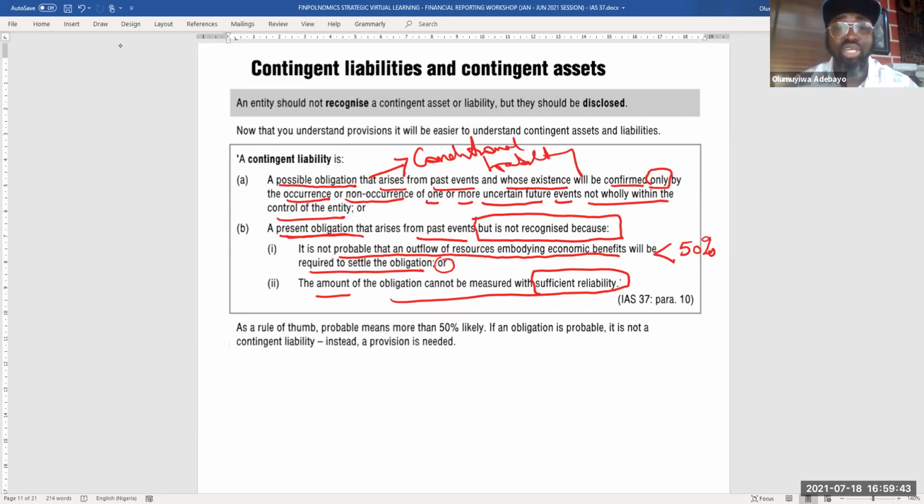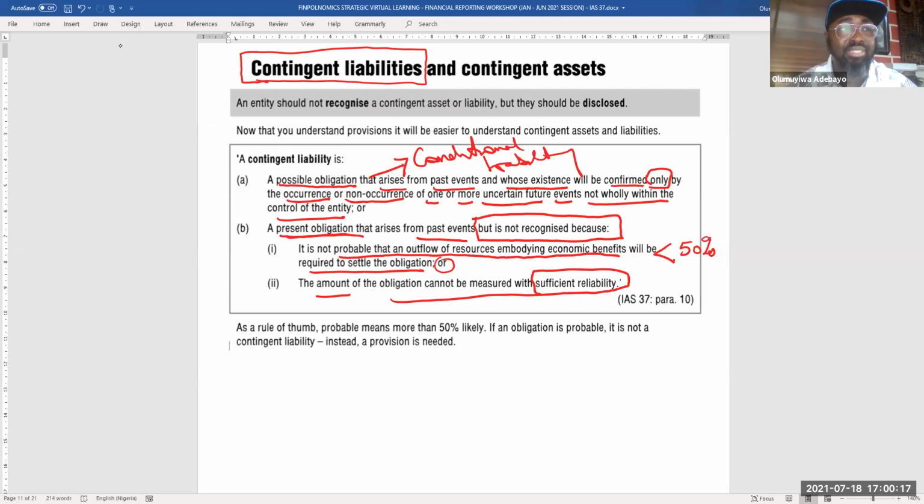Which means that in such a case, in all respects, it will be characterized as a contingent liability. But the question is, what is the essence of this struggle about distinguishing a provision from a contingent liability? It is because a provision will be recognized in the books. The monetary value will be shown in our balance sheets, and the impact will affect our profit or loss.